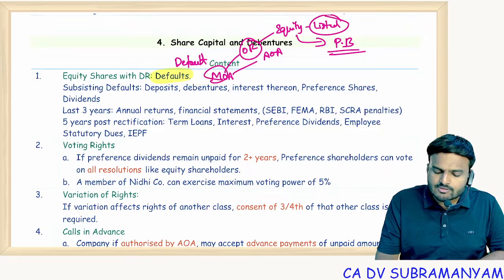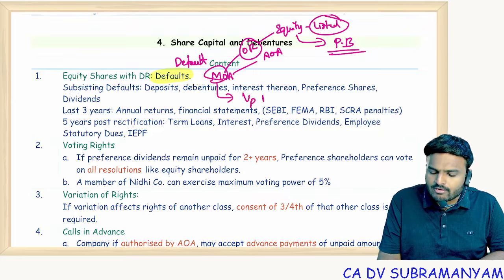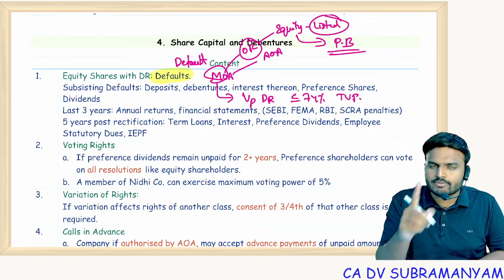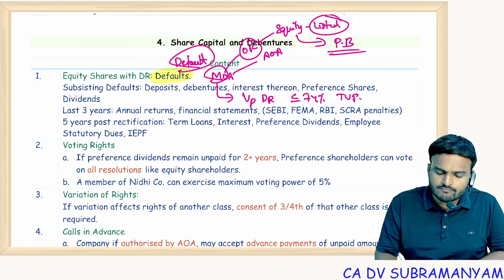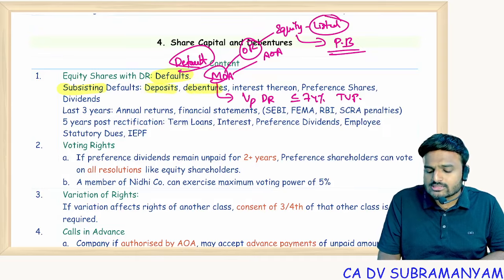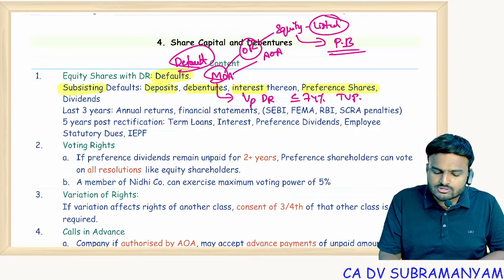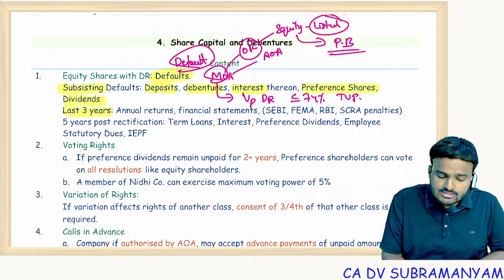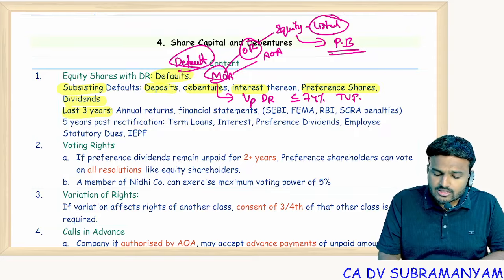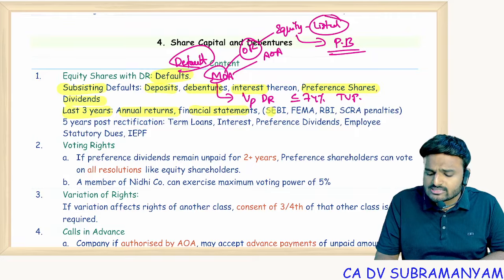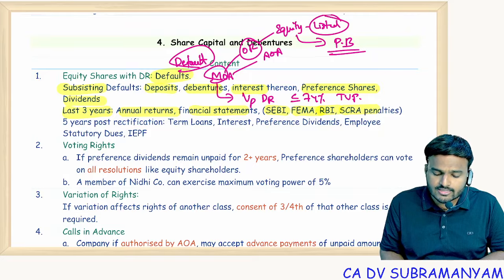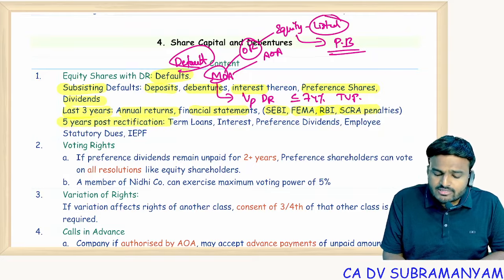And M stands for maximum limit. The maximum limit, voting power from differential rights shall not exceed 74% of total voting power of the company, you remember. Next one, coming to the defaults, company should not have subsisting defaults of repayment of deposits, debentures, interest on debentures, interest on deposits, preference shares redemption, and dividends. And in the last 3 financial years, company should not default in filing of annual returns, financial statements, or be penalized under SEBI Act, FEMA Act, RBI Act, Securities Contract Regulation Act, or 5 years post rectification.